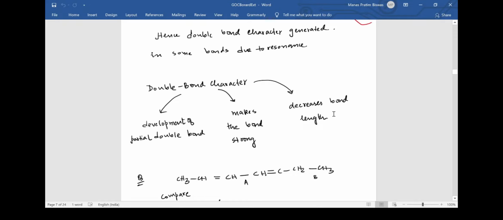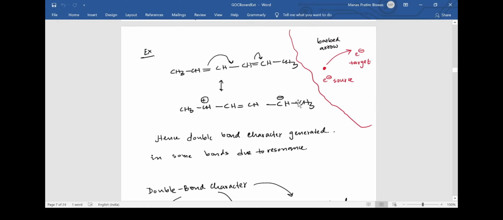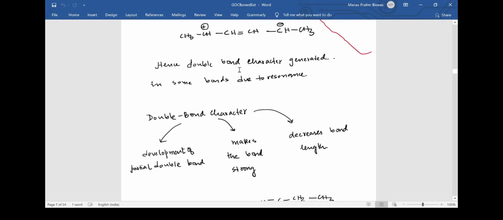Firstly, resonance involves the development of a partial double bond over a single bond, and due to the formation of the double bond, the bonding between the two atoms becomes stronger, which makes the bond strength greater. We can understand this very well: initially between these two carbon atoms there was a single bond, and now suppose there are two bonds, obviously the strength of the bonding between these two carbons will increase. That is, the number of bonds increases, the strength of the bond increases. That is very much understandable.